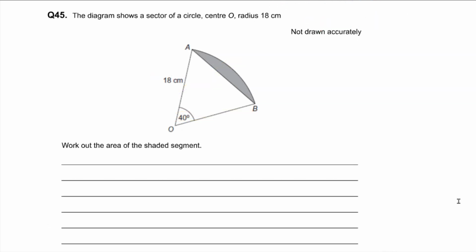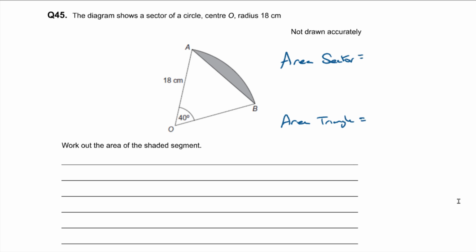Question 45, the diagram shows the sector of a circle, center O, radius 18. Work out the area of the shaded segment. Okay. Now, these are actually quite typical setups for an exam question, and it involves you knowing how to do two things. Thing one is you need to find the area of a sector. So I need to find the area of the sector AOB, and I need to be able to find the area of the triangle. So I can take area of triangle away from area of sector, leaving area of segment. Okay? They're the two things I need to know how to do.